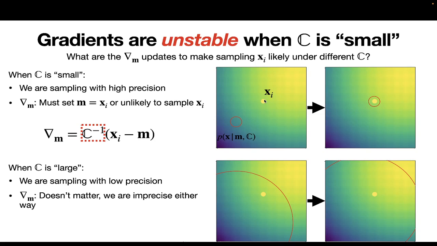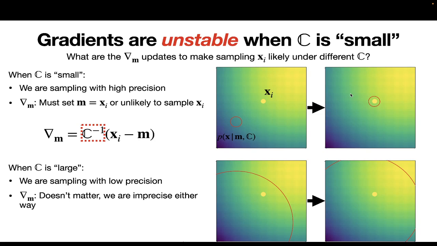Because we're sampling with high precision, and the mean kind of controls whether we're sampling at the right location with high precision or the wrong location with high precision. And in the former case, we're going to get very high likelihood, and in the latter case, we're going to get very low likelihood. So it's kind of like all or nothing when the current covariance is small.